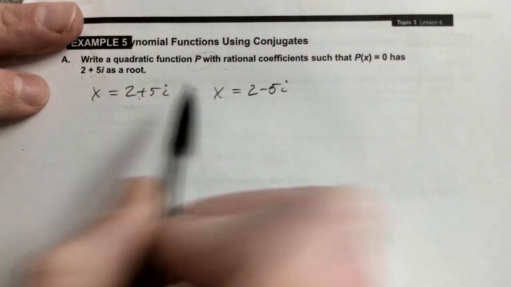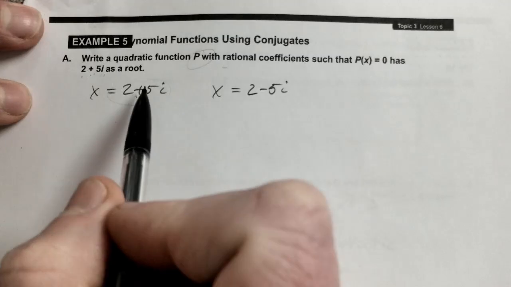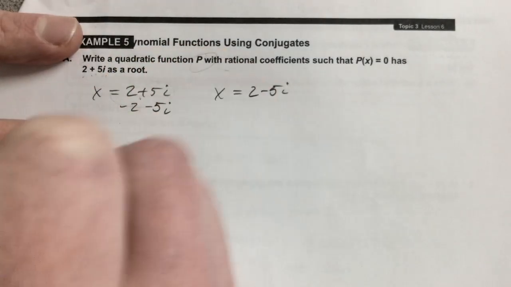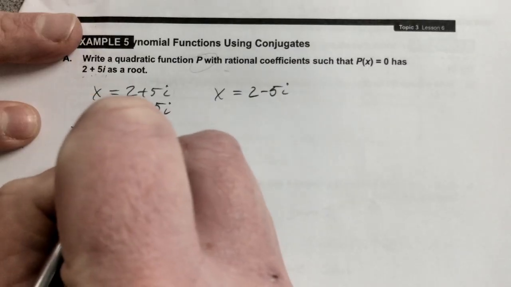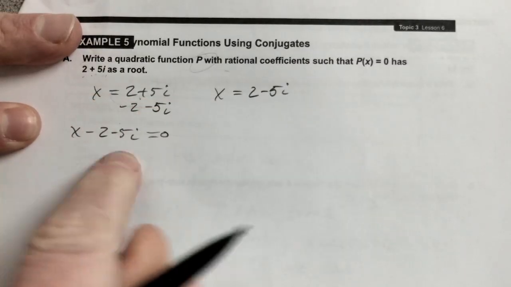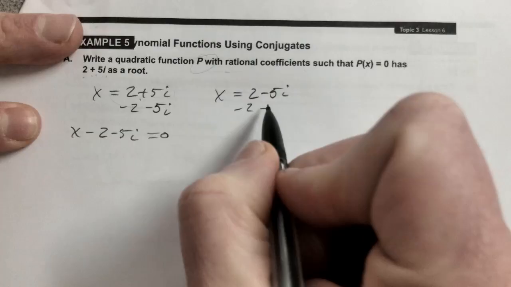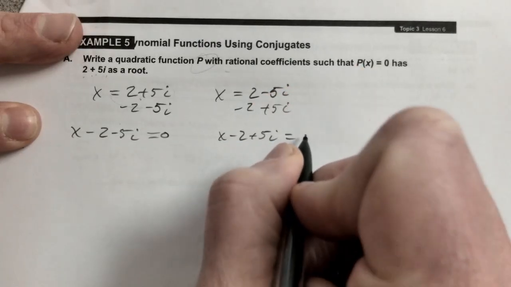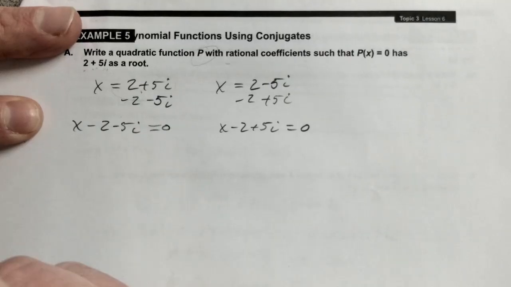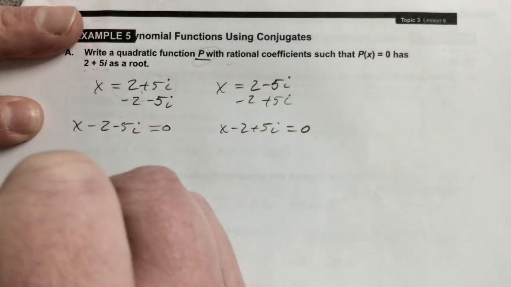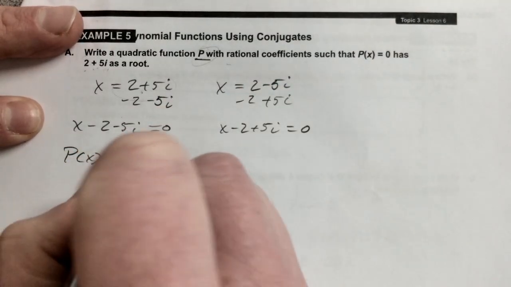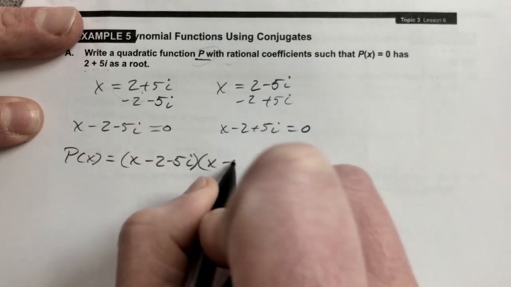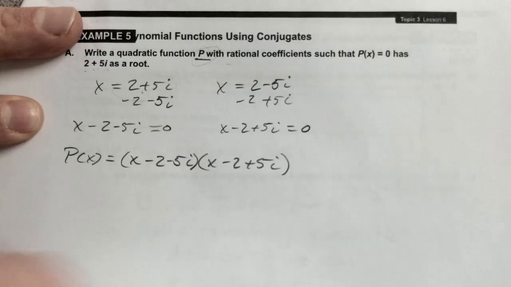All right, so these are the zeros. What are the factors? If we can get this set equal to 0, we'll have our factors. So x minus 2 minus 5i equals 0. That's our first factor. Here we're going to subtract 2 plus 5i from both sides, so x minus 2 plus 5i equals 0. And these are my factors. So the function is p of x equals the first factor, x minus 2 minus 5i, and our second factor, x minus 2 plus 5i.